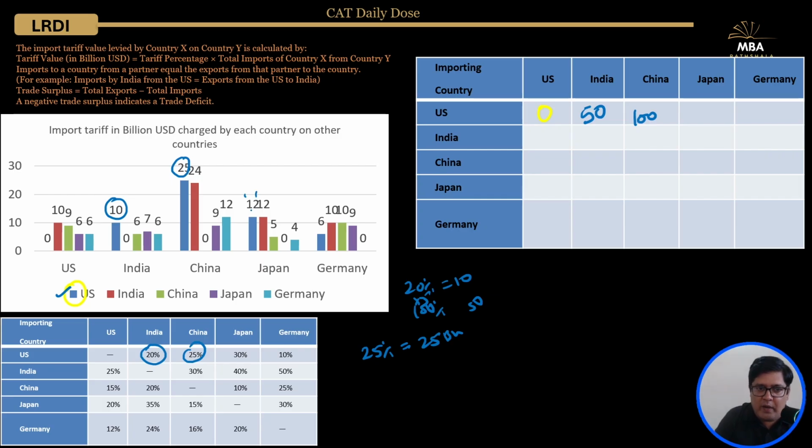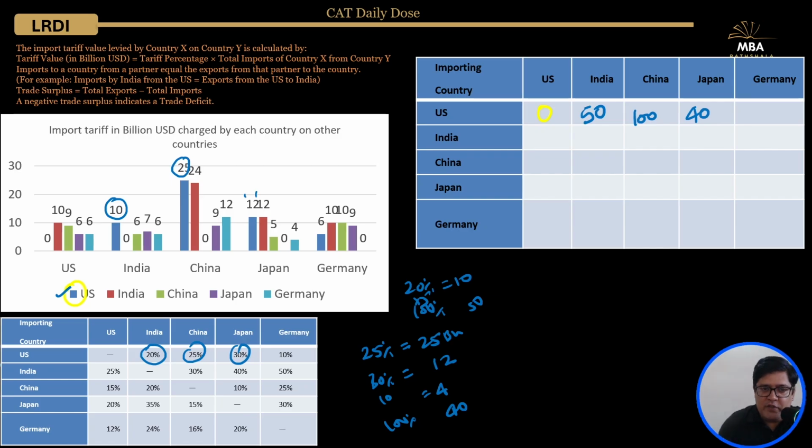Now here, look at this. US takes 12 billion in tariffs. What is that? 30%. So 30% is 12. So can I say 10% is equal to 4 billion? So 100% is equal to 40 billion. So US imports 40 billion worth of goods. Tariff is 12 billion.